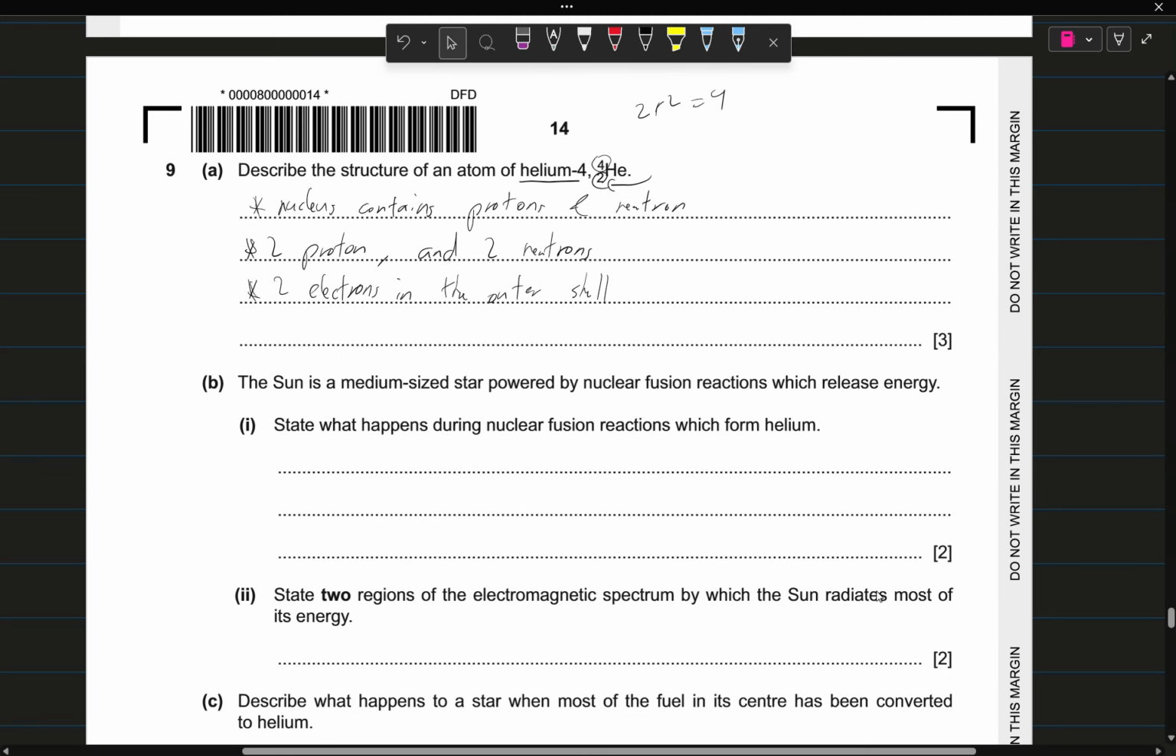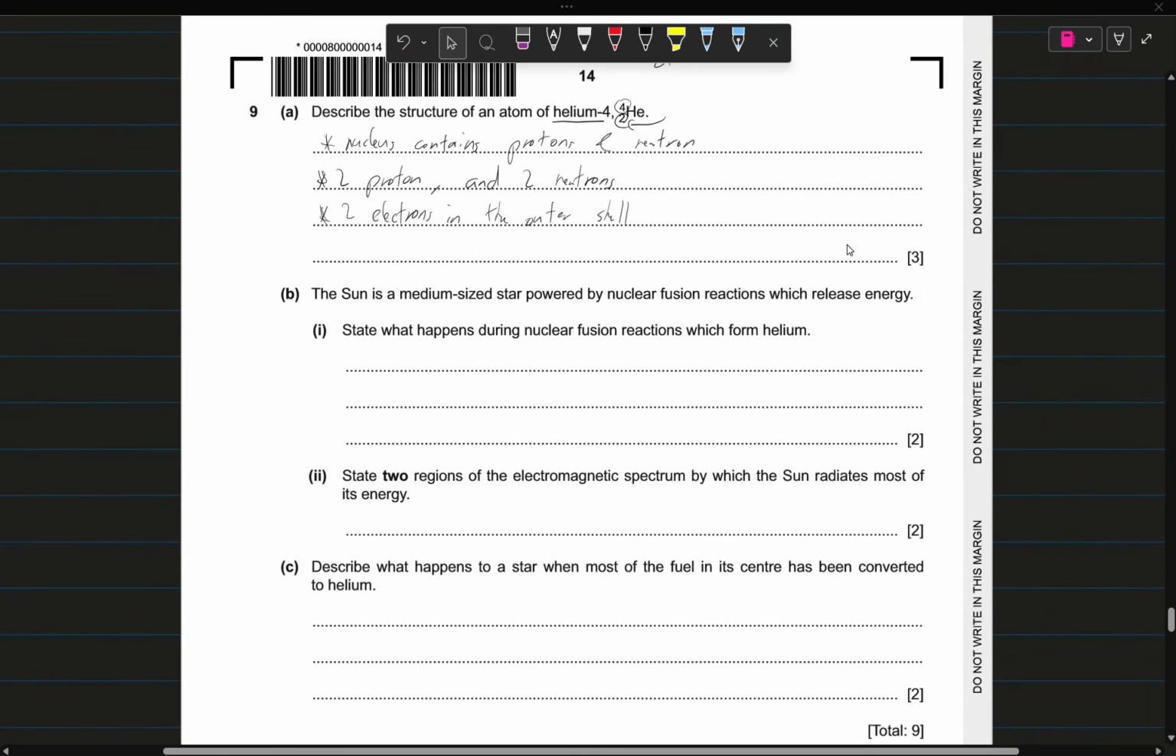Okay, that's done. Moving on. For part B, the Sun is a medium-sized star powered by nuclear fusion reactions which release energy. State what happens during nuclear fusion reactions which form helium. Okay, so to form helium we need hydrogen.